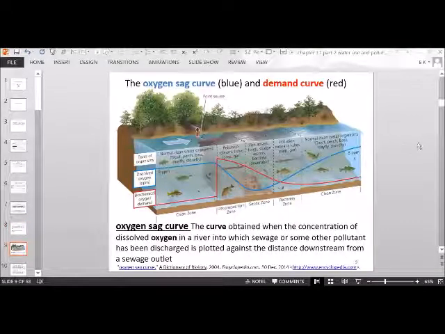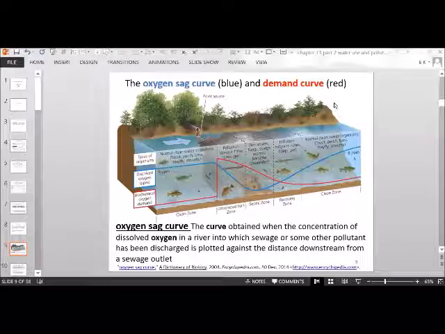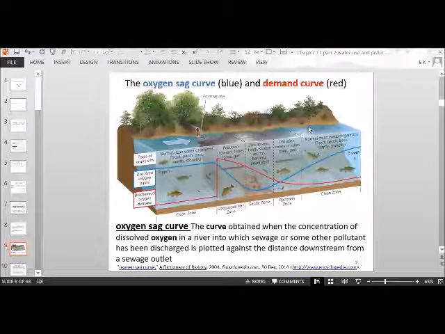So we can look at this page right here. It shows the oxygen sag curve in blue and the oxygen demand curve in red. On the left, it shows biochemical oxygen demand in red. That is the amount of oxygen demanded by the organisms that live in the water. And then in blue, it's the amount of dissolved oxygen in the water.